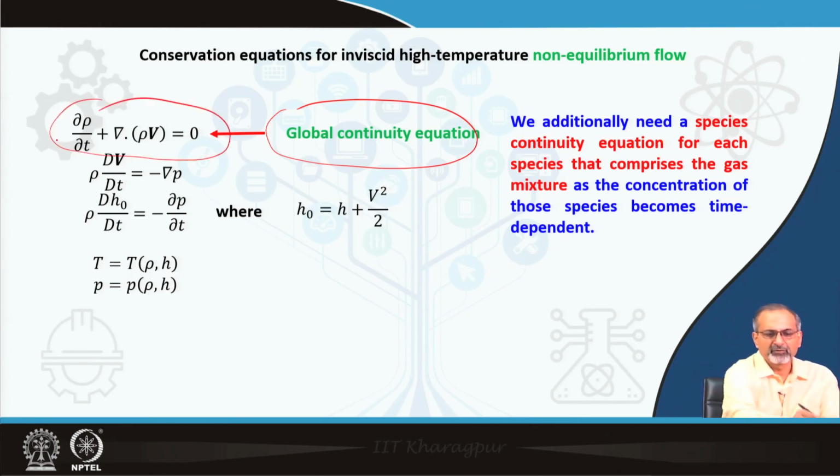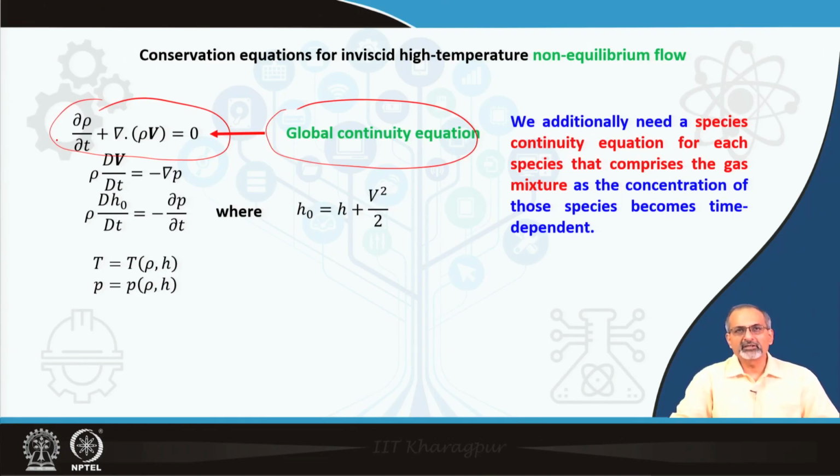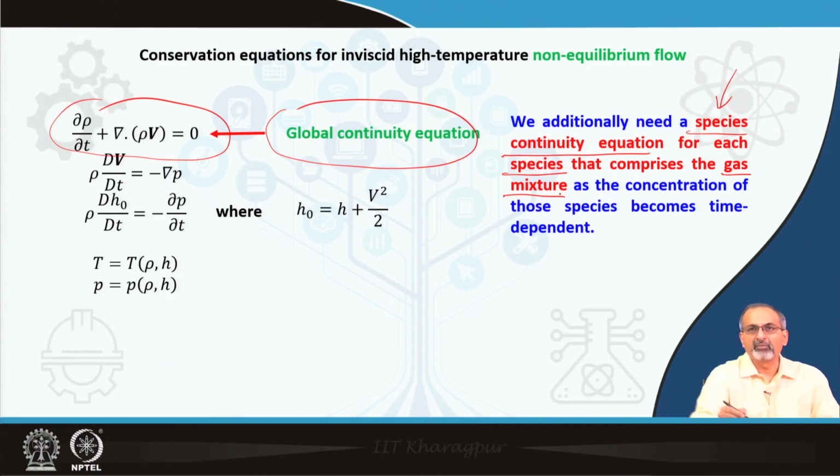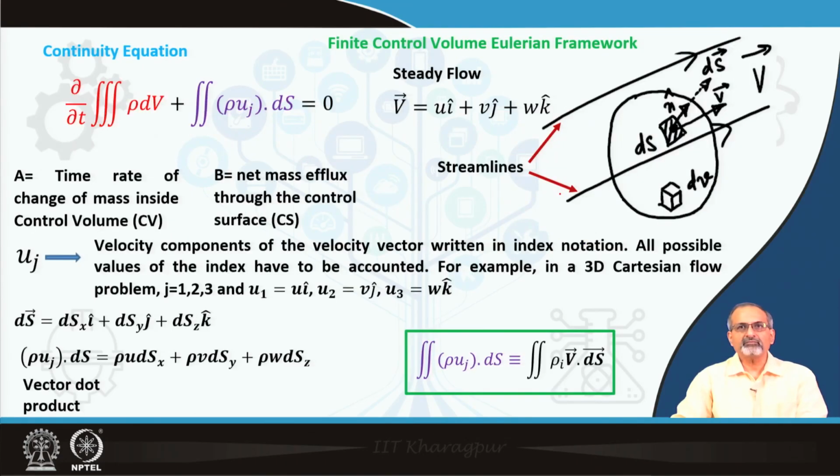The one that we have over here is what is going to be referred to as the global continuity equation, which is in the sense of the gas mixture, while we need to track the evolution of different species in the gas mixture in a non-equilibrium environment, for which we would need to devise a species continuity equation for each of the species which participate and form the gas mixture, and we need to figure out the concentration of these species in a time dependent manner.